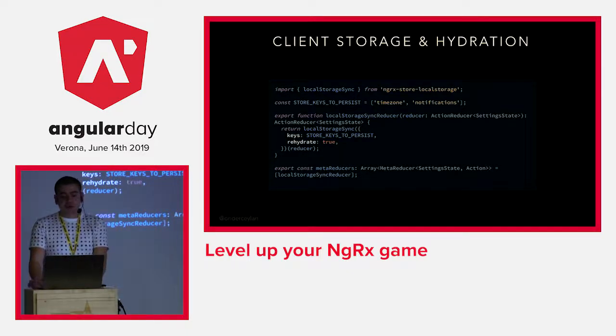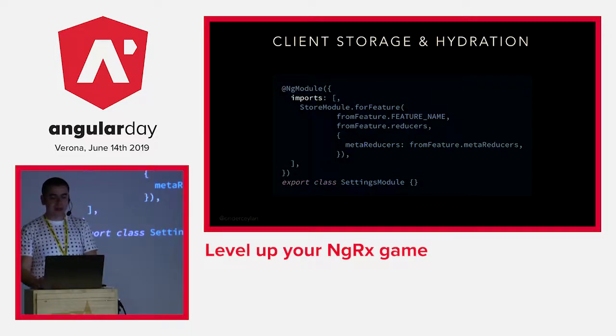I use the ngrx-store-localstorage package to process data in local storage. And this is an example of how it's done using meta reducers. You can use this on your feature store modules as well as root store modules. And this is how meta reducers are declared for feature stores.